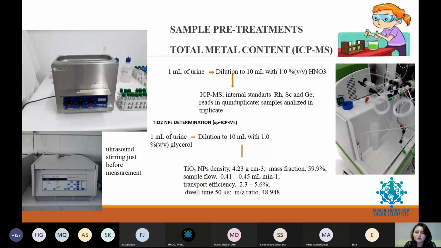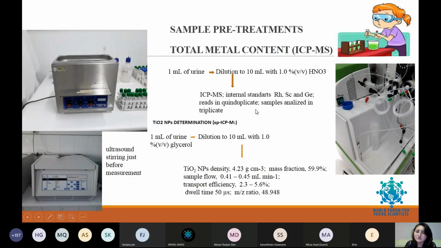1 milliliter of urine, we diluted up to 10 milliliter with 1% solution of nitric acid. So we used ICP-MS, where during the measurement we use standards, internal standards. They are ruthenium, scandium, and germanium. The samples were analyzed in duplicate, and in triplicate. Titanium dioxide nanoparticles, also by this way, we analyzed silver nanoparticles.